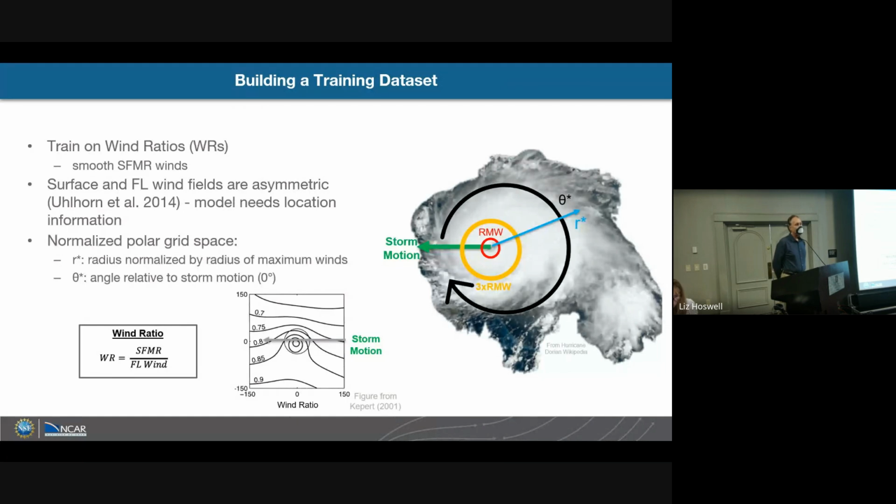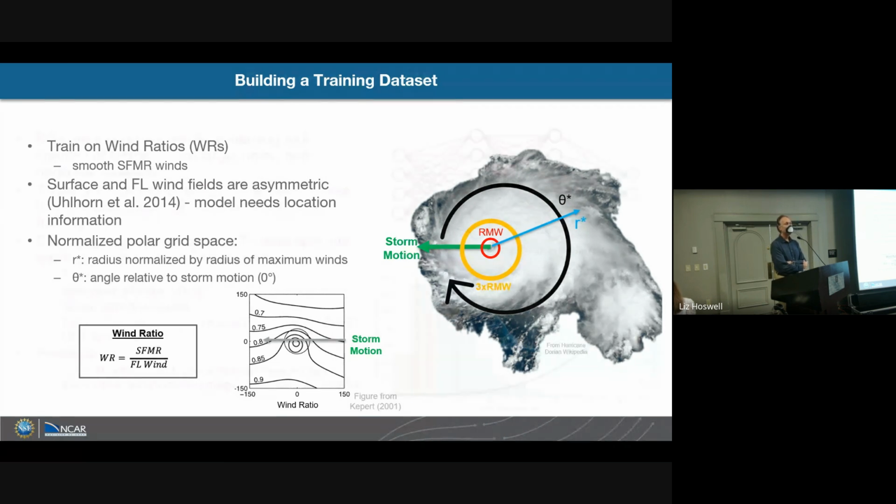So the next part of training this database was to put the winds into some sort of a framework that they could actually be trained on. To do that, you have to think about location, because we know that these wind reduction factors vary throughout the storm. There's a lot of different factors going on. What we wanted to do is build a model that could actually take these into account. So it's put into a normalized polar grid space where radius is normalized by radius of maximum winds and the azimuth is put relative to storm motion.